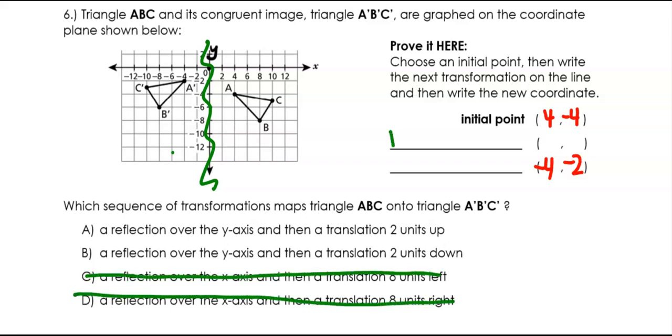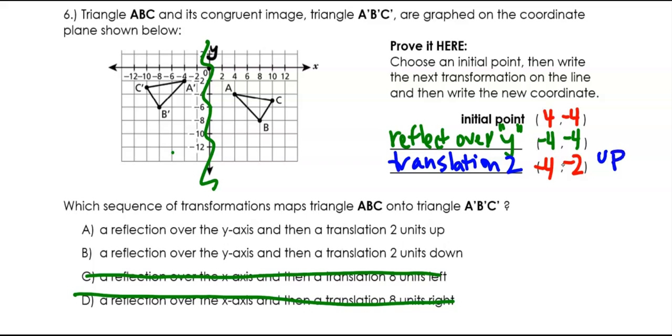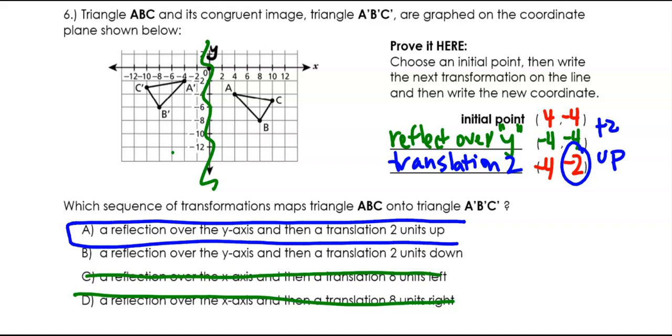And when I reflect over y, I'm going to get -4 and -4. And now I can bring back that translation of moving 2 up. Right, so I said I had to do +2, and since we are changing the y value, that means that we are going up or down.